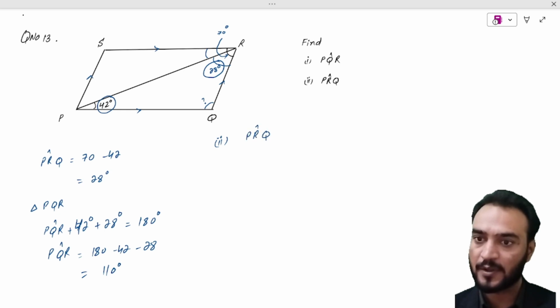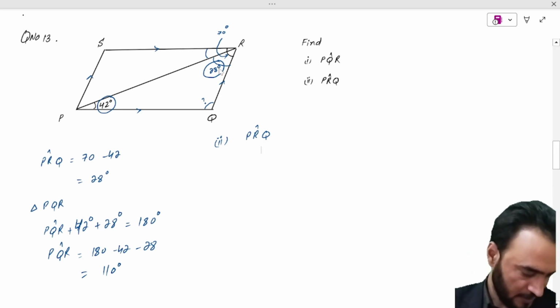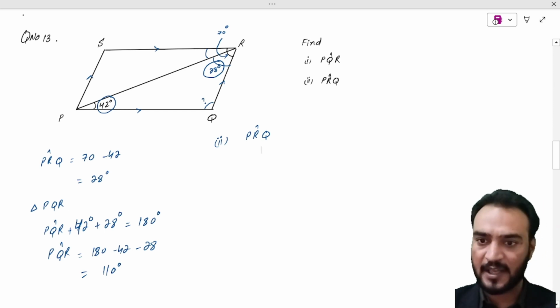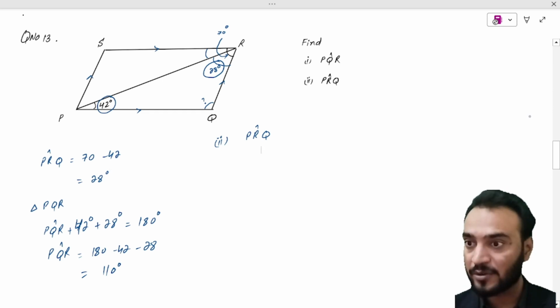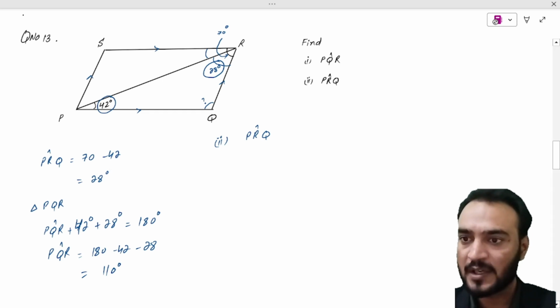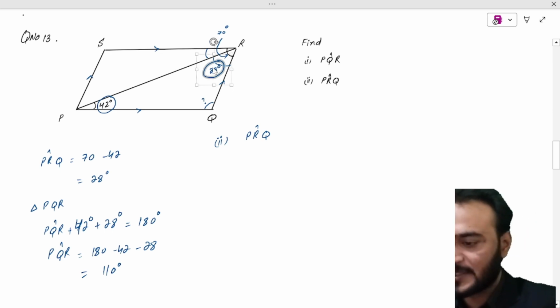PRQ is the angle that is this one, and we have already found that angle PRQ by subtracting 70 minus 42. I would like to explain it, subtracting these things.